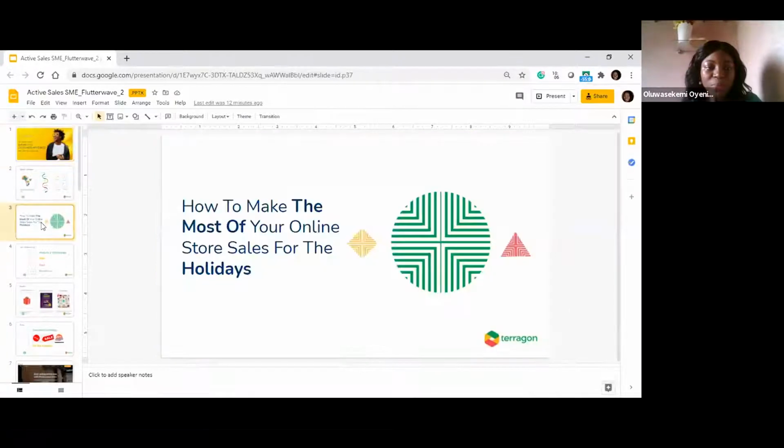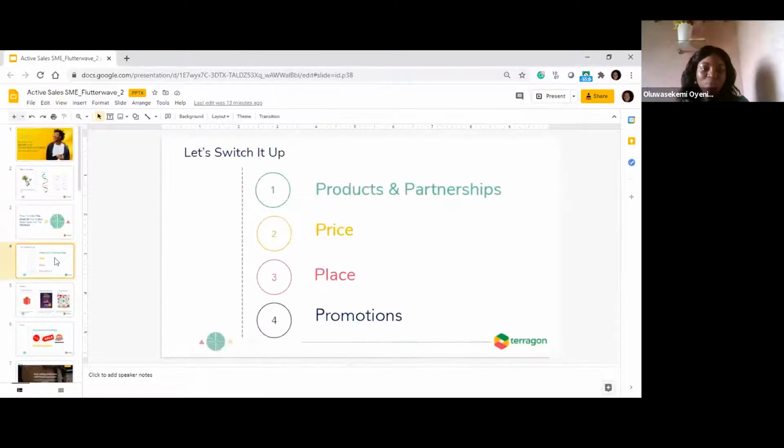All right, so the reason why we're all here is how to make the most of your online sales for the holidays. So this is Christmas season, New Year season. There's so many activities going on, like you mentioned earlier, and it's important that as an SME, you know what is the right thing to do, what's the right step to take, what strategy should I use? And I'm going to be going into some of those as we proceed.